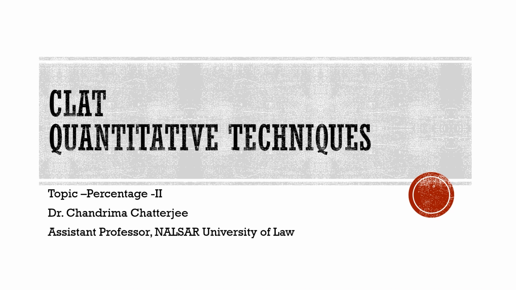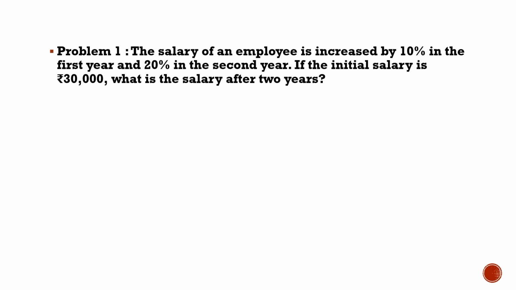So let us start. The first problem says that the salary of an employee is increased by 10% in the first year and 20% in the second year. So if the initial salary is 30,000, what is the salary after 2 years? Right? So you can see that there are two successive increases in the percentage of the salary. So in the first year, the salary increased by 10%, and in the second year, the salary increased by 20%.